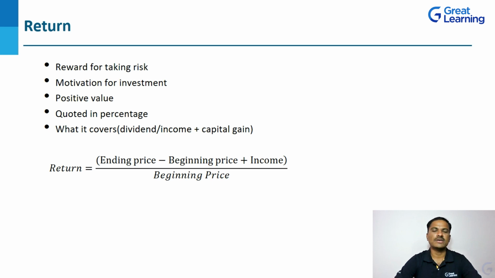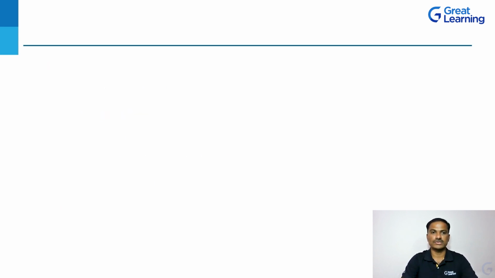So what is the income? Income is nothing but the dividend. If there is a dividend, we use that. If there is no dividend, we don't use that; it will be zero. So this is the formula: ending price minus beginning price plus income, divided by beginning price. So let's see an example so that it is clear in terms of calculation.